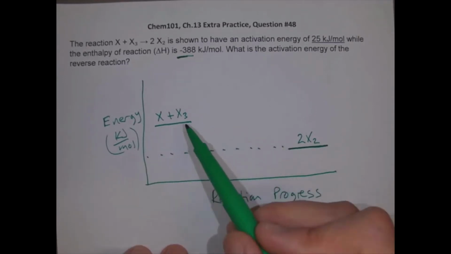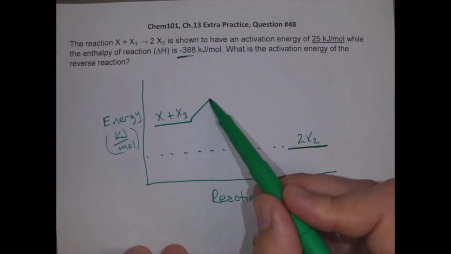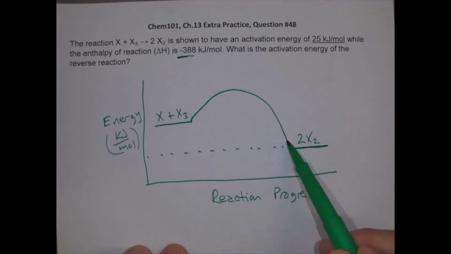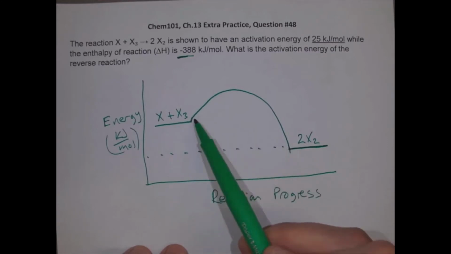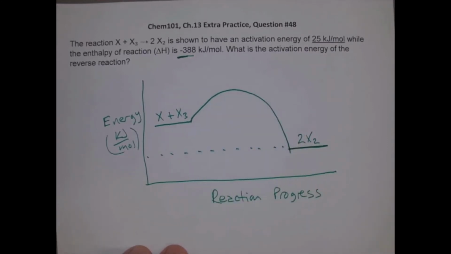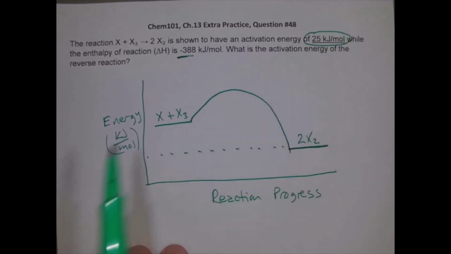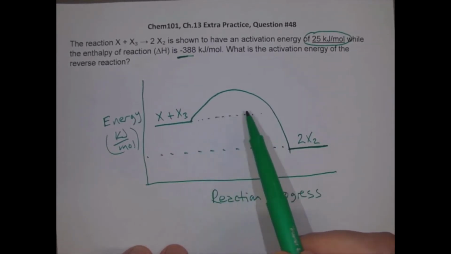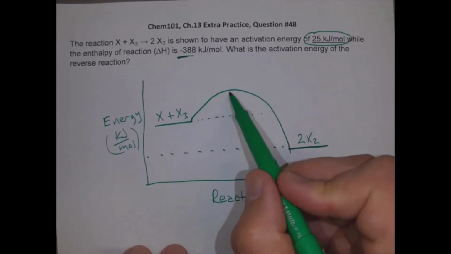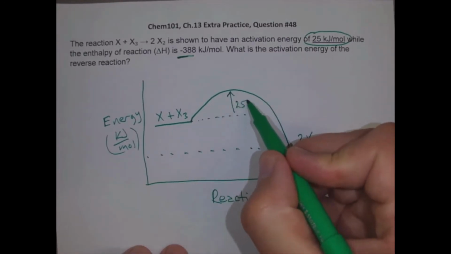So that's the energy level of my products. This is the energy level of my reactants. And I know that in order for my reactants to become products, they have to overcome some energy barrier. They have to get over a hump, right? So they don't just automatically go from this energy level down to this energy level. They have to overcome an energy barrier in order to do that. And we're told the value of that energy barrier. It's 25 kilojoules per mole.